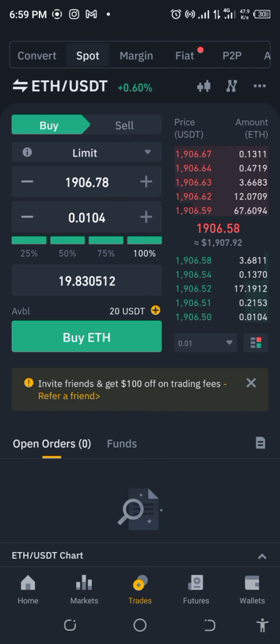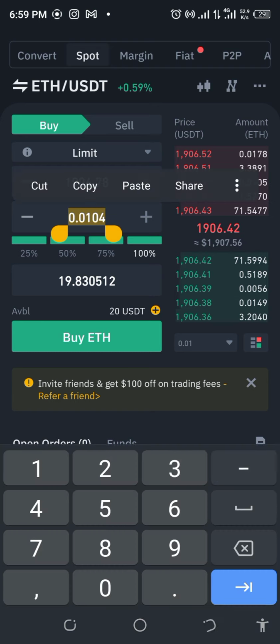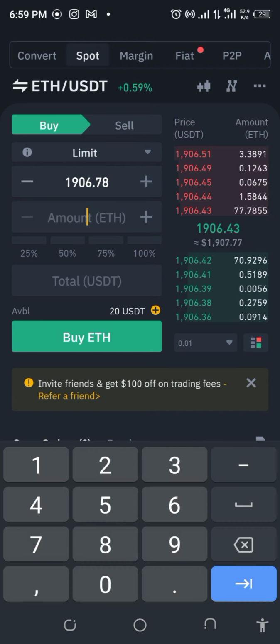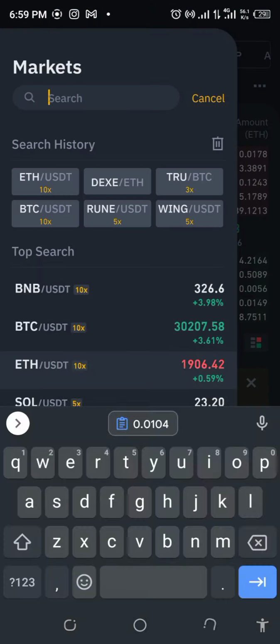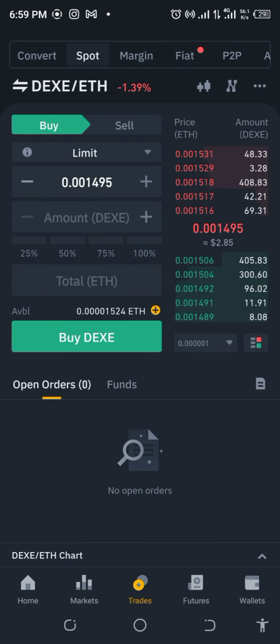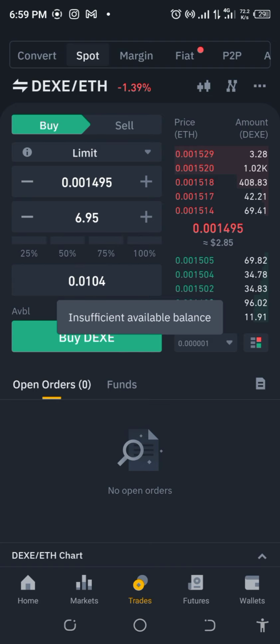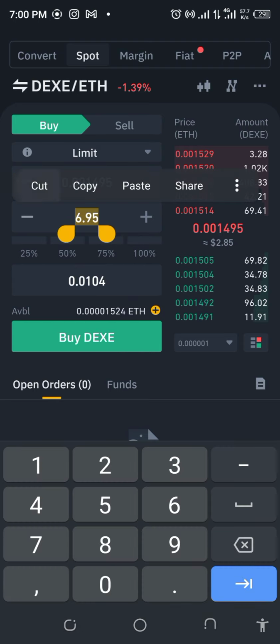All right. So I'm going to go back to my spot trading and see whatever it picks up, I work with that. Okay. So let's go ahead. It's giving me 0.0104. I'm taking that. Okay. So that means our starting point is 19.83. Take note of that. So you go with this, cut this, and then you go to DEXE. Is it DEXE or DEX? Whatever it is. So you buy this, okay? You buy this. What do we get? 6.95, okay? So I cut that.